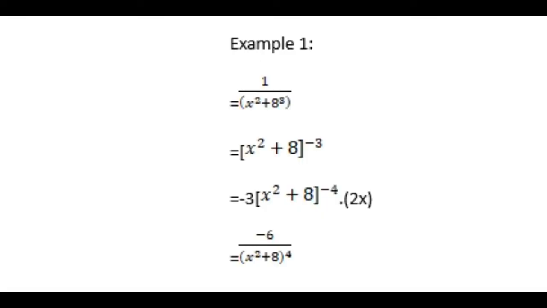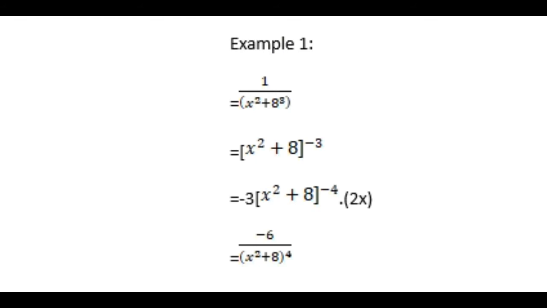Chain rule. The chain rule states that the derivative of f of g of x is f prime of g of x times the g prime of x. In other words, it helps us differentiate composite functions. The given number 1 was 1 over the quantity of x squared plus 8 cubed. By using the chain rule, it becomes the quantity of x squared plus 8 raised to the power of negative 3.